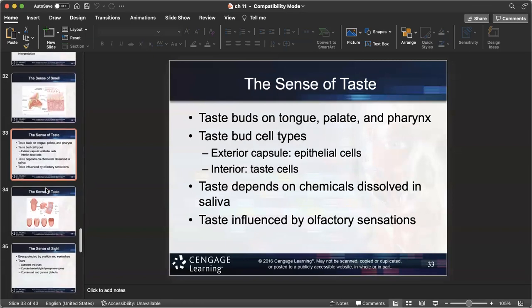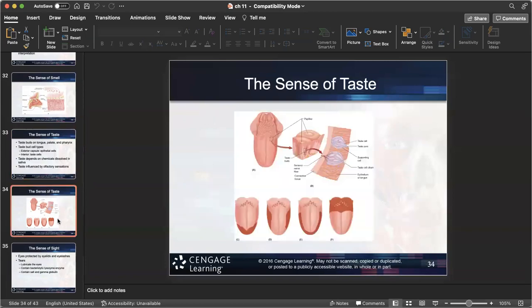Taste is influenced by olfactory sensations. I won't go into the nitty-gritty of it now, but I will explain why this is important. There's a saying that goes, taste is half smell. If you've ever experienced a severe case of sinus congestion, you may find that things taste different, or you may not taste at all.